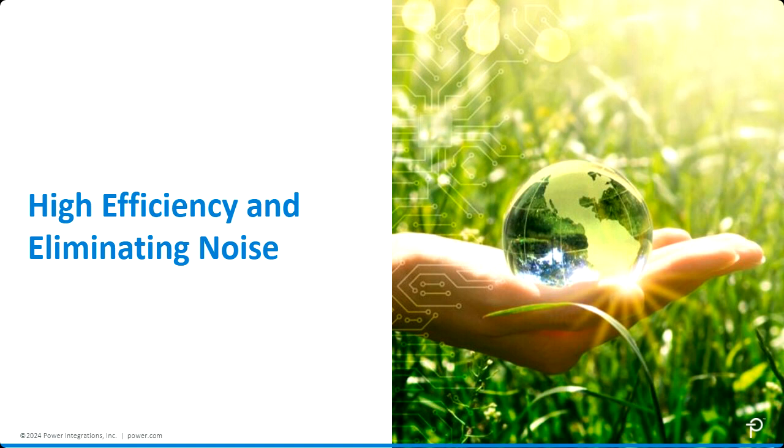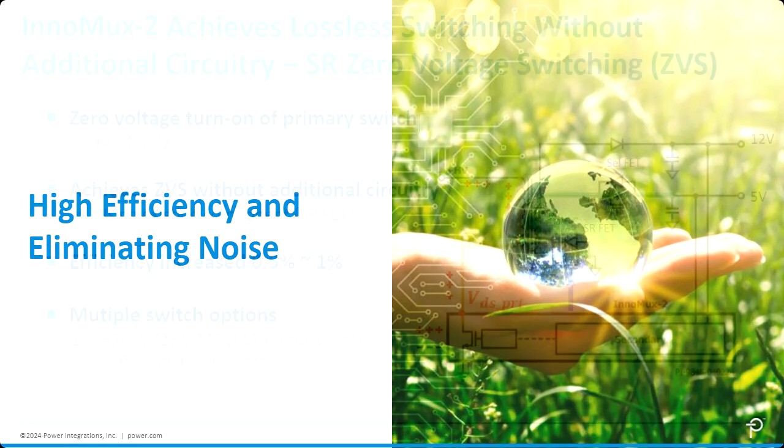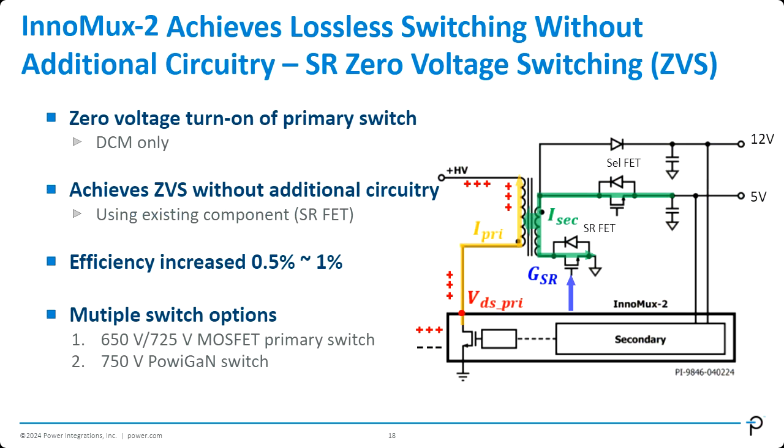In the next section, I'd like to talk a bit more about additional features that allow you to get even better efficiency and improve the acoustic performance of your power supply. The first thing is further efficiency improvement by using SR-ZVS, which achieves ZVS on the primary side of the switch. By using SR-ZVS, we can achieve up to 1% efficiency improvement in the whole system.